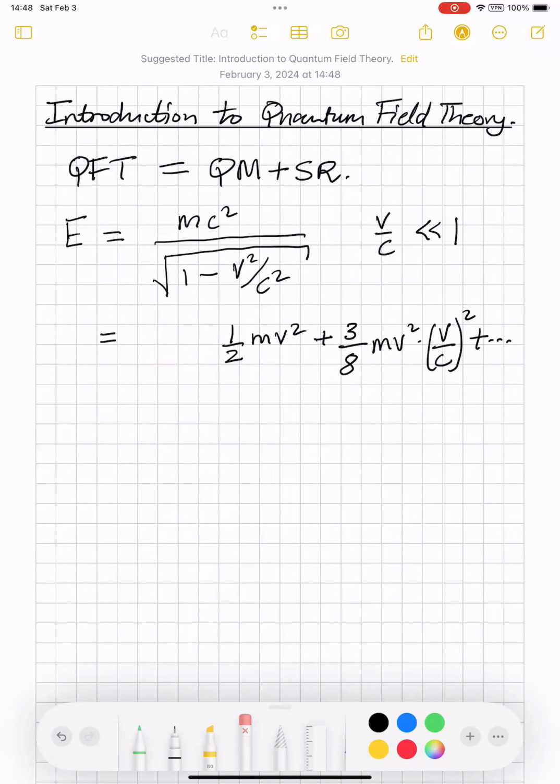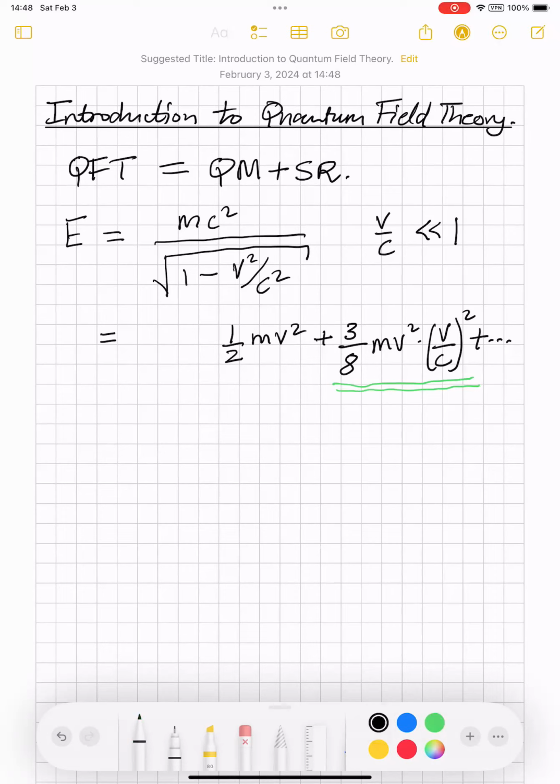Look at the next term. Well, the next term is 1/2 mv squared. This is the usual kinetic energy of a particle, and that's the energy that a particle has because it's moving. That's usually what you would have used for the energy of a particle that's moving. The next term, this is the first correction due to relativistic kinematics. So that's that term sitting over there. That's the first correction due to relativistic kinematics. How large is it? It's 3/8 times mv squared times v over c squared.